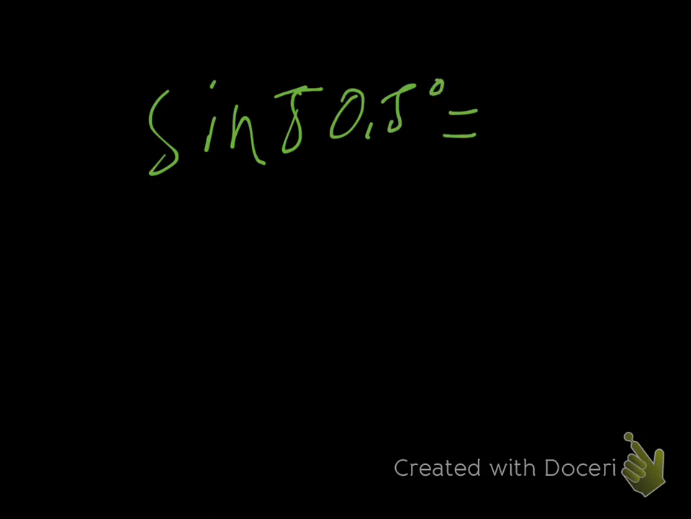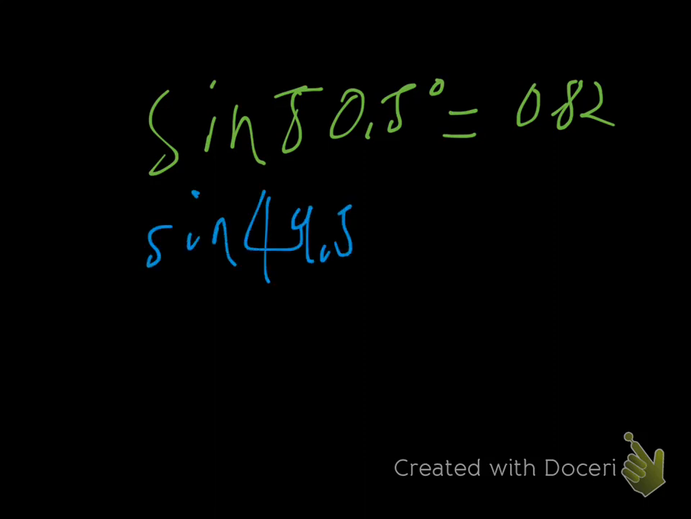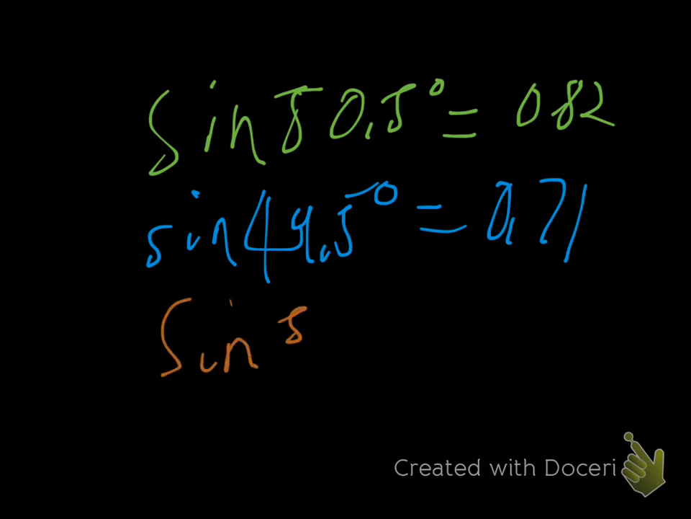Well, first, let's take the highest possible value, sine of 50.5 degrees, which equals 0.82. Now let's take the lowest possible value, which is sine of 49.5 degrees, which is equal to 0.71. Now, sine of 50 degrees is equal to 0.77.